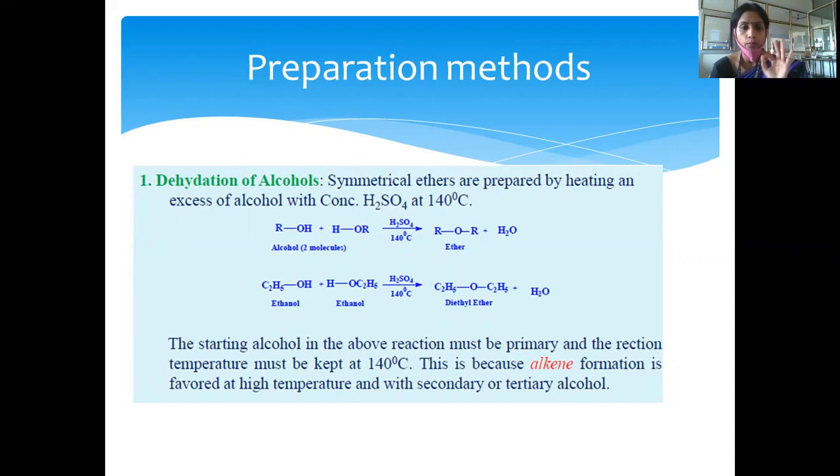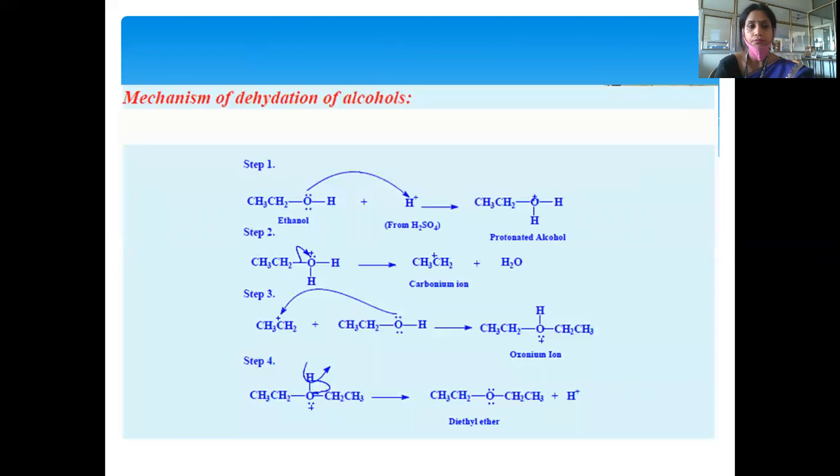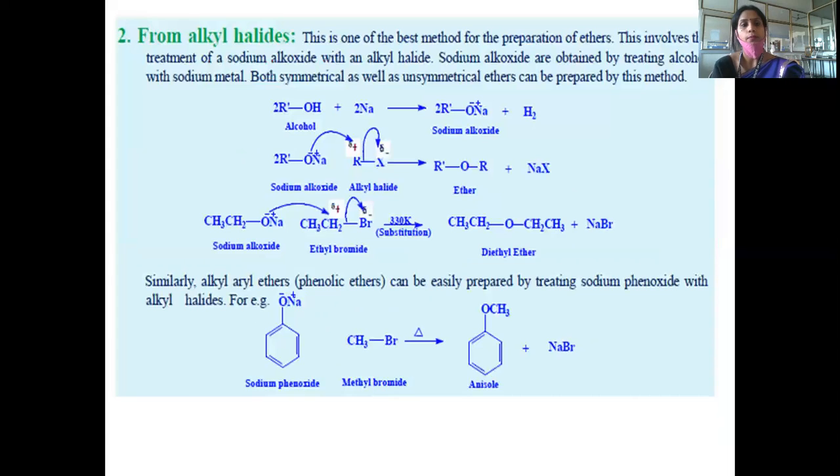So this is a very important point to remember. Now let us see the mechanism. First step, H+, because it is an acid catalyzed reaction, it forms a protonated alcohol. Next step, it will give a carbocation, which will again react with another neutral alcohol molecule to give an oxonium ion, from which H+ is again released and we get diethyl ether.